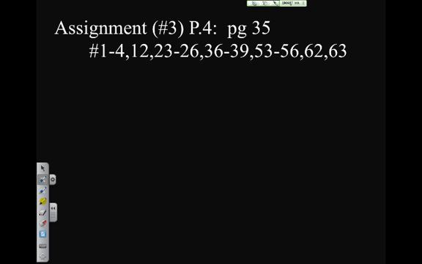Your assignment here for section P4 is on page 35. You can see the numbers there. They're also on your assignment sheet. And again, you will have tomorrow during class to ask questions and to work on some of these problems.